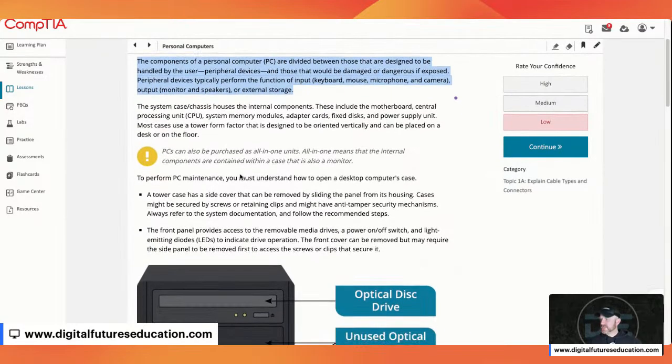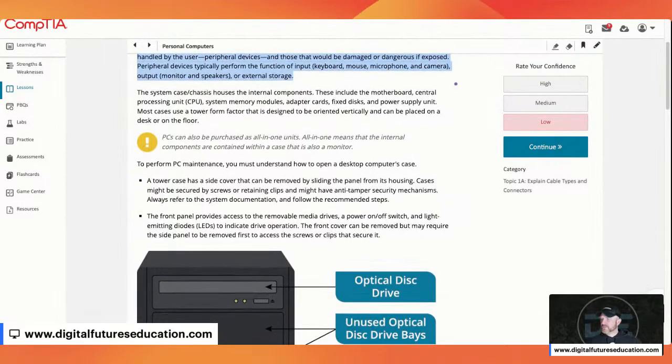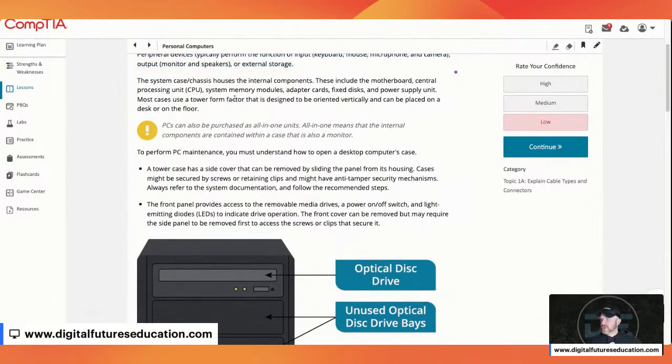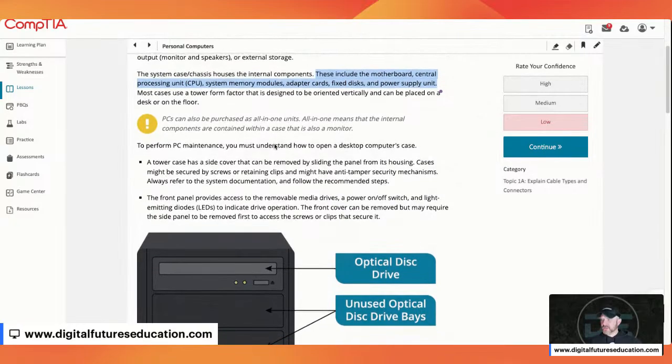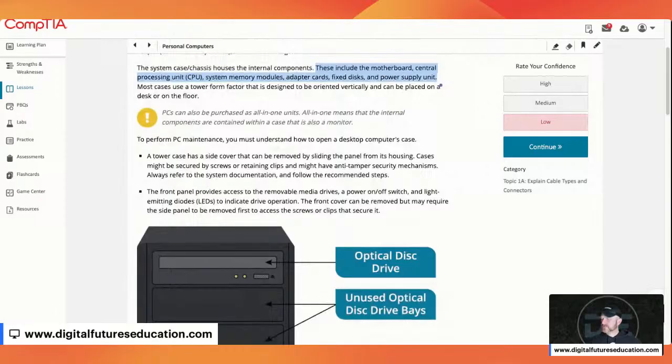The system case chassis houses the internal components. These include the motherboard, central processing unit, system memory modules, adapter cards, fixed disk, and power supply unit. Most cases use a tower form factor that is designed to be oriented vertically and can be placed on a desk or on the floor. So a couple of key words that you just want to start to recognize here are central processing unit (CPU), system memory modules, adapter cards, fixed disk, and power supply unit. They also talk about how they can be purchased as all-in-one units.